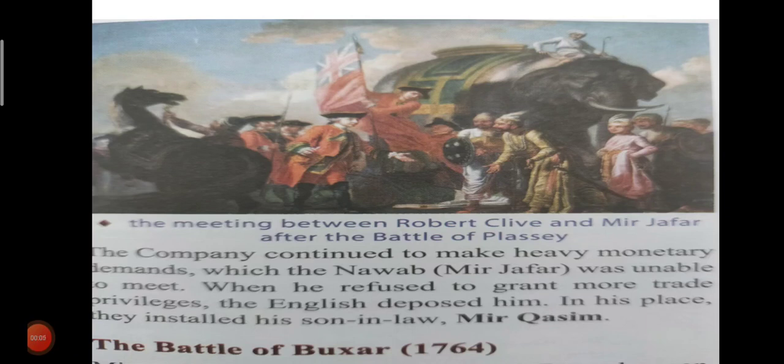Here we will discuss the remaining part of chapter 2nd, Trade to Territory. We are going to start from this picture. In the picture you are watching the meeting between Robert Clive and Mir Jafar after the Battle of Plassey.